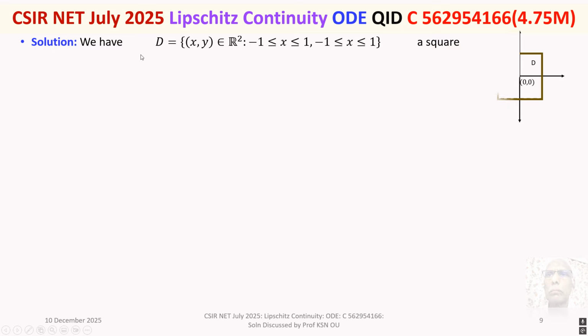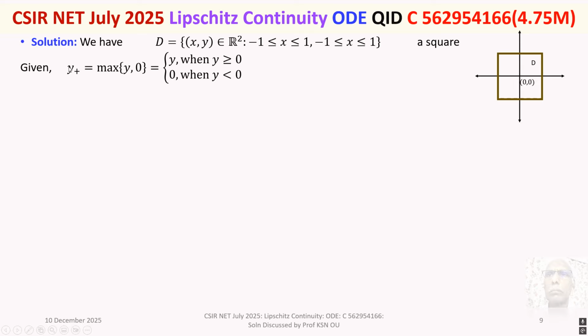We have D consisting of those ordered pairs (x, y) belonging to R square, with minus 1 less than or equal to x less than or equal to 1, and minus 1 less than or equal to y less than or equal to 1. There is a print mistake. It's not x, it's y. It is a square as shown here, whose boundary is included, containing (0, 0) as the center of it. Right. It's clearly a convex set.